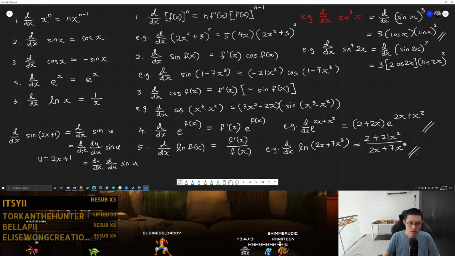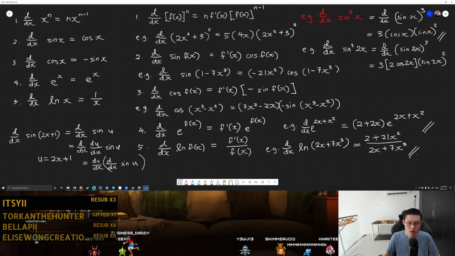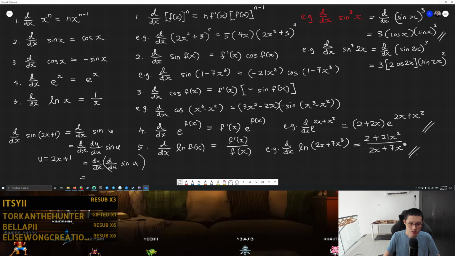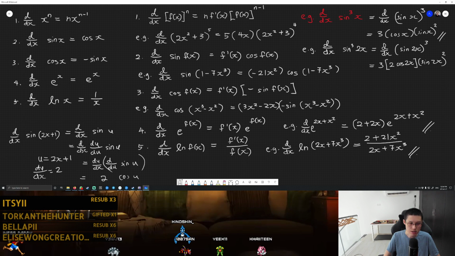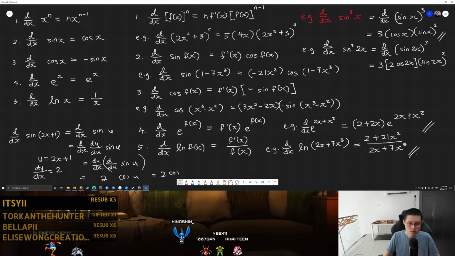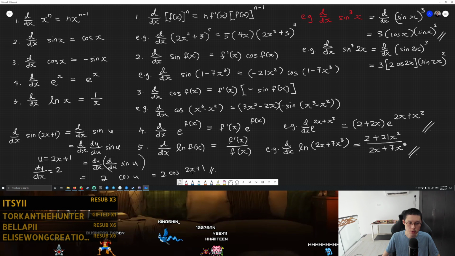So now we have d/du of sine u, which means you're trying to differentiate sine u with respect to u, and we know what that's going to give us. It's going to give us cos u. Okay, so that's going to give me cos u right here. What about this, du/dx? Well, du/dx is actually from here. You have to differentiate this, which gives you 2. So du/dx is actually 2. Therefore, we're going to get 2 cos u, where u is actually 2x plus 1. So that is the very short version of the chain rule.